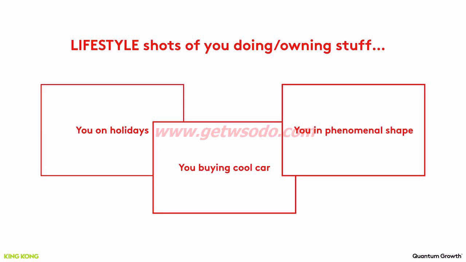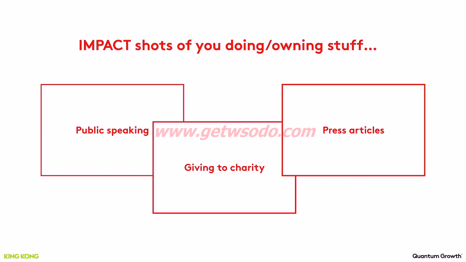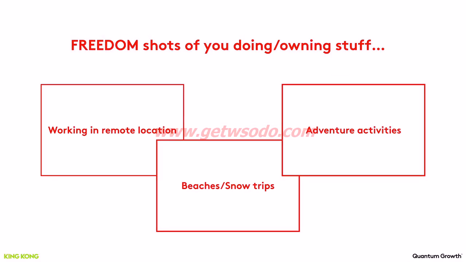If you've got a whole bunch of fancy cars, don't just show each picture of you with a fancy car. You want to show them with the family. You want to show them with you on holiday, with the car, whatever those moments are for you, right? And then impact shots of you owning more cool stuff, public speaking, giving to charities, or any press articles that you've had. And then we want to go to freedom shots of you doing and owning stuff as well, working in remote locations, any beaches or snow trips or adventure activities, any cool stuff that you want to do, that you've done, this is where you want to inject it.